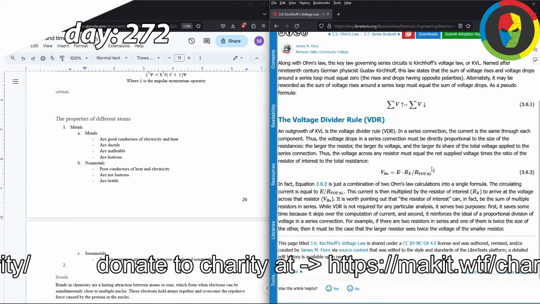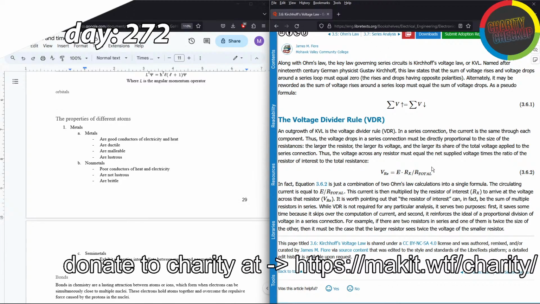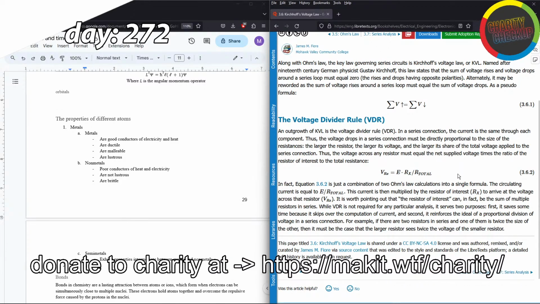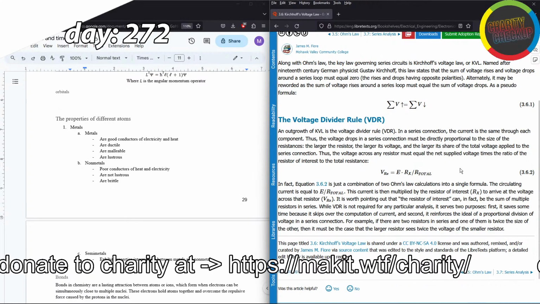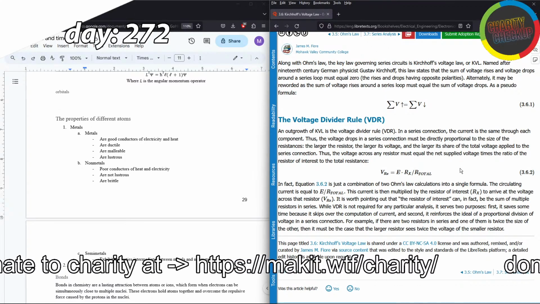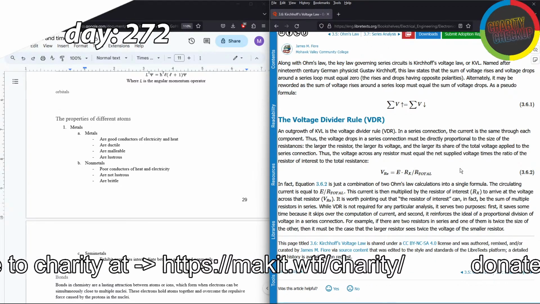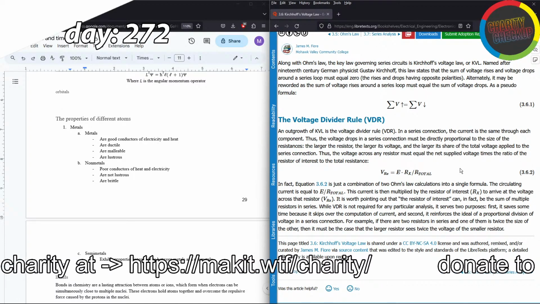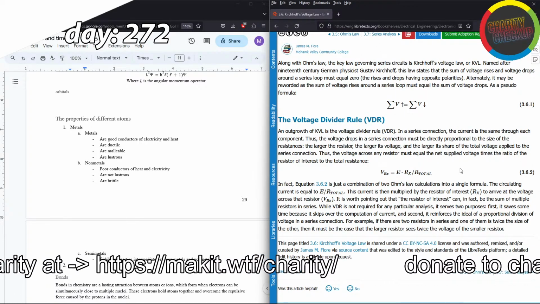The larger the resistor, the larger its voltage, and the larger its share of the total voltage applied to the series connection. The voltage across any resistor must be equal to the net supplied voltage times the ratio of that resistor to the total resistance.